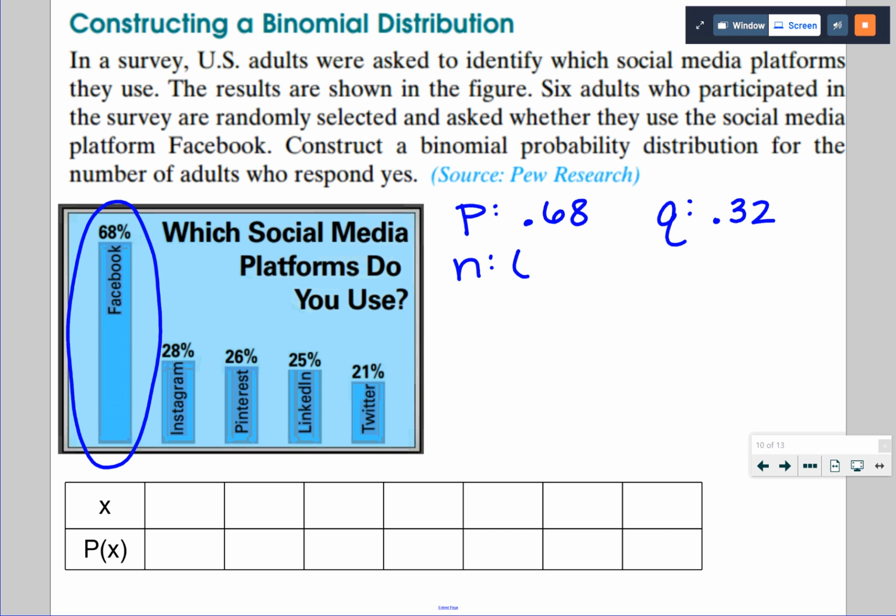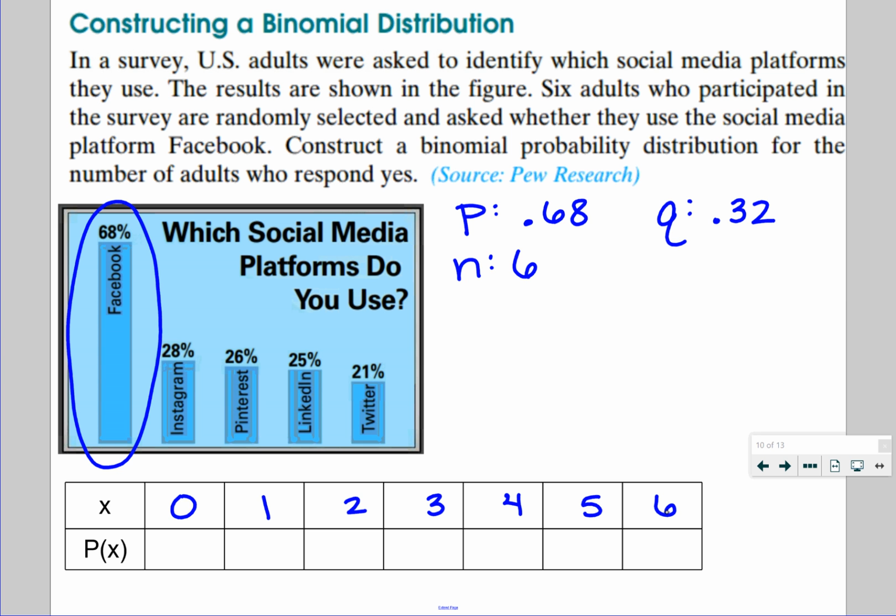6 people. And then we're going to look at all possible values for X and find the probability of each of them. So what's the lowest possible X value that we could have? 0. We could have 0 successes. All 6 people could say they are not on Facebook. And it can go all the way up to 6. So that's the top row of your table there.